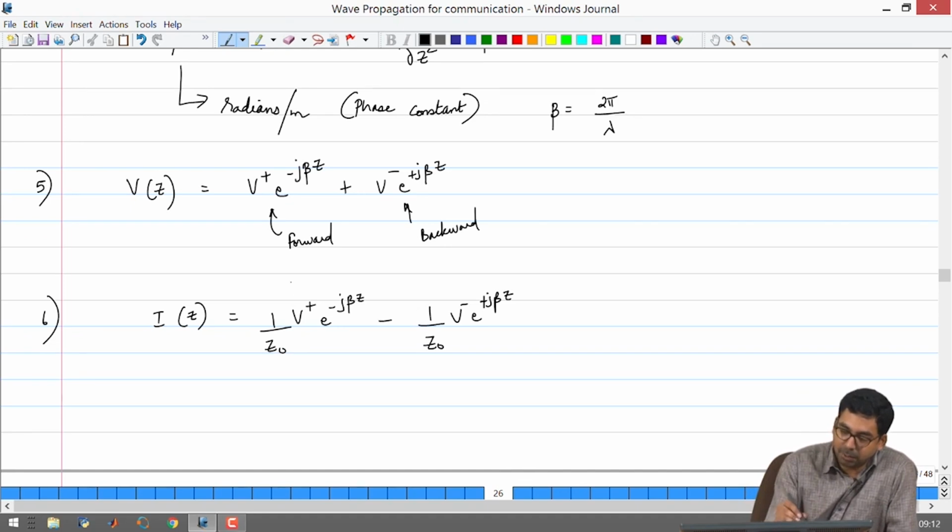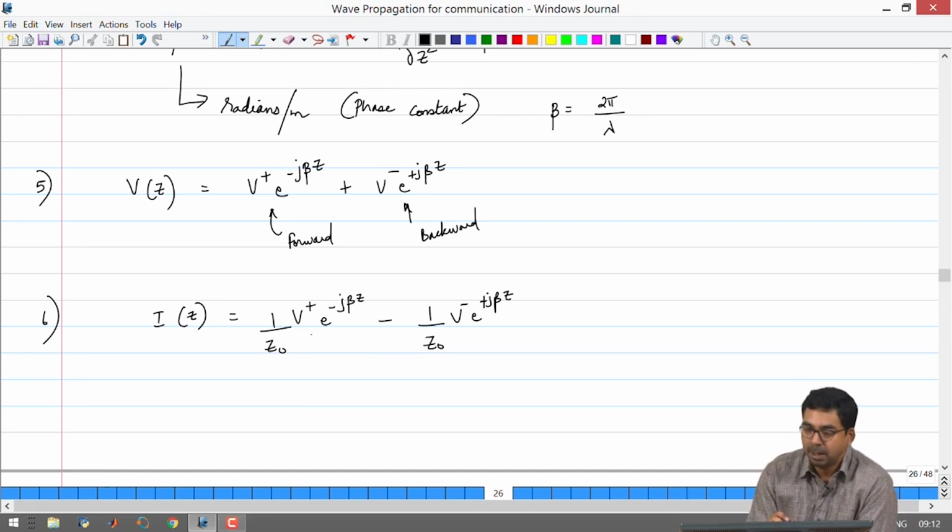So, it will mean that the forward voltage divided by the forward current will give you characteristic impedance Z₀, and the backward voltage divided by the backward current will give you minus Z₀. But one should not worry about minus Z₀ as negative resistance or negative impedance. It just tells you the direction of energy flow is from sink to the source, not from the source to the sink. So, you should not confuse this with negative resistance, negative impedance and all that.